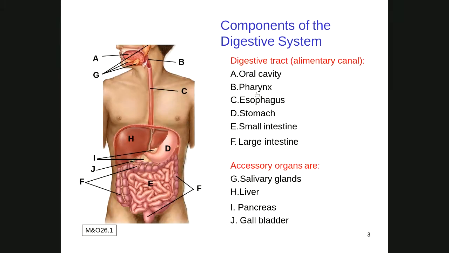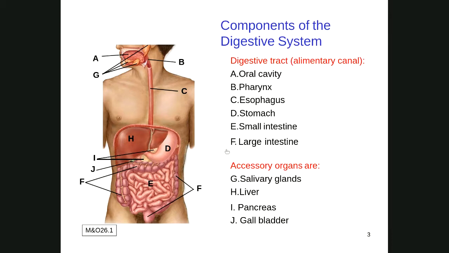So the parts we already went through. We have the oral cavity, the pharynx, which is part shared between the gastrointestinal system and the respiratory system. Then, after the pharynx, esophagus, stomach, small intestine, large intestine. Now, these are the main organs.